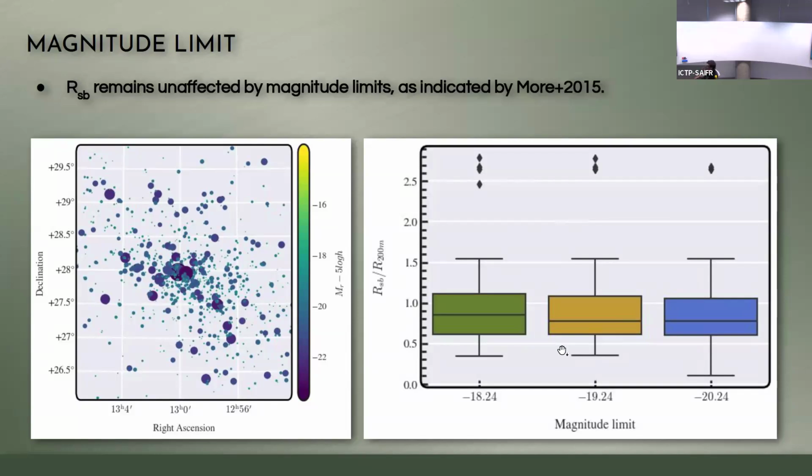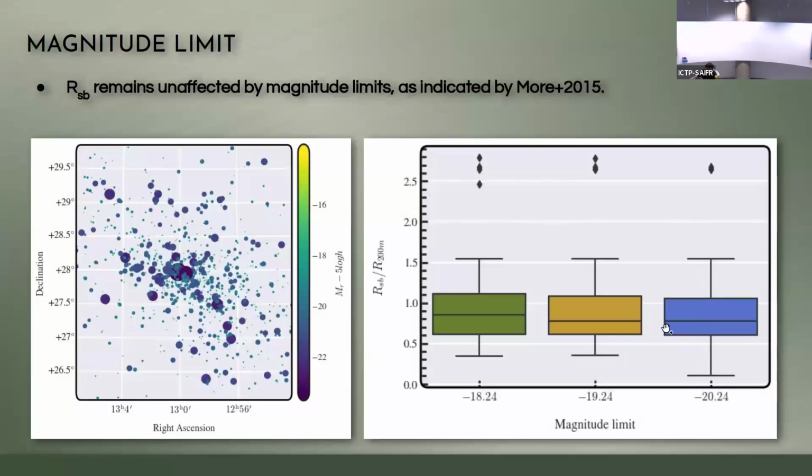I'm going to put a cutoff magnitude limit of minus 22. It will change if I put a cutoff of minus 20. Here are the individual clusters, my sample of clusters: the splashback radius that I estimate for them, normalized by R200, and here by the magnitude limit. So you can see that it didn't change almost anything.